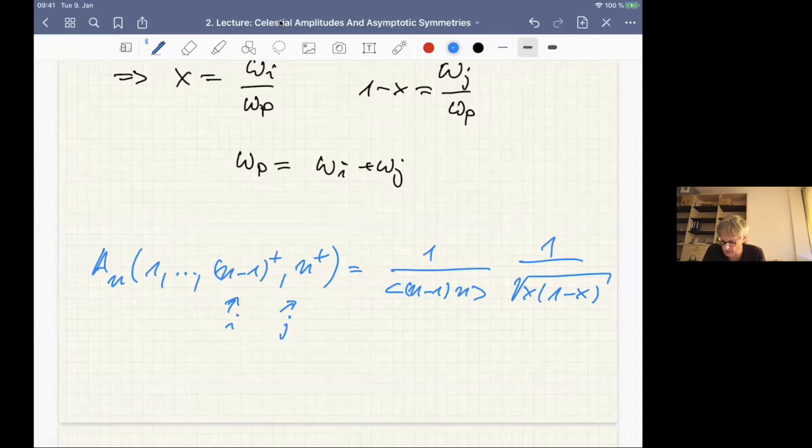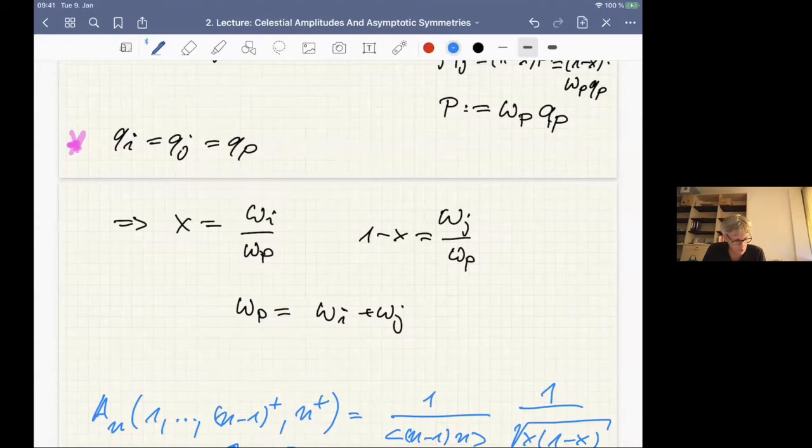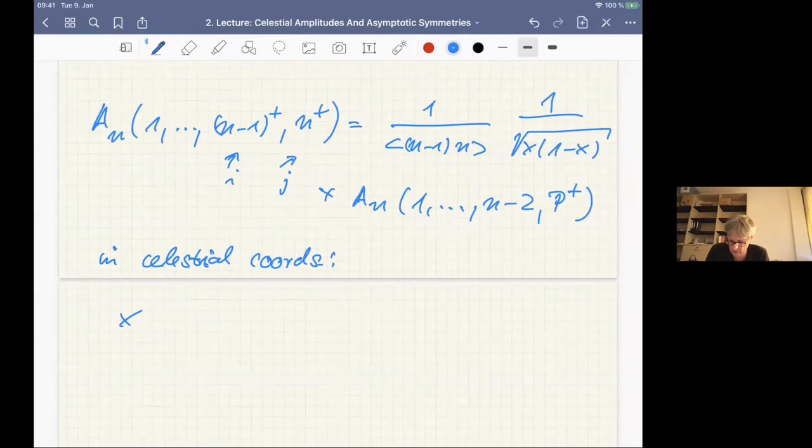So this is still the four-dimensional amplitude, only now written such that the last two gluons go collinear. So now in celestial coordinates, okay, now x is of course now omega n minus one over omega p, and 1 minus x is omega n over omega p.